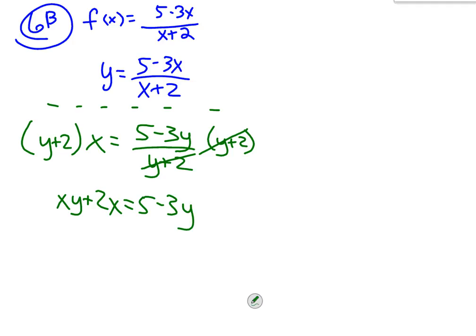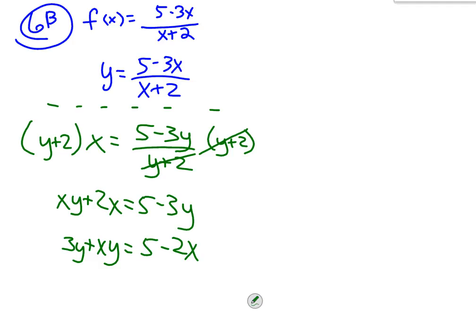Do you agree with me when I say we have to get our y's on the left and everything else on the right? So there will be x's and y's on the left, and just non-y's on the right. We're going to do two things. I'm going to add 3y to both sides, and at the same time, I'm going to subtract 2x. And so I'm going to get 3y plus xy equals 5 minus 2x. Just give me a head nod if I did that right. Okay, because sometimes I don't.